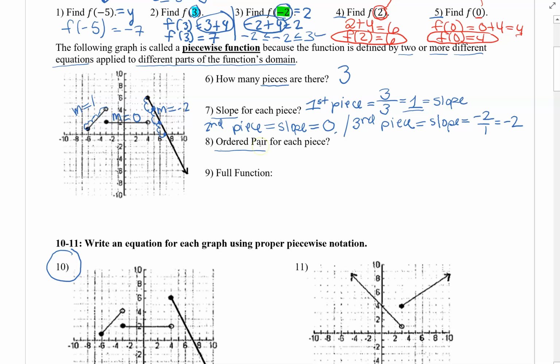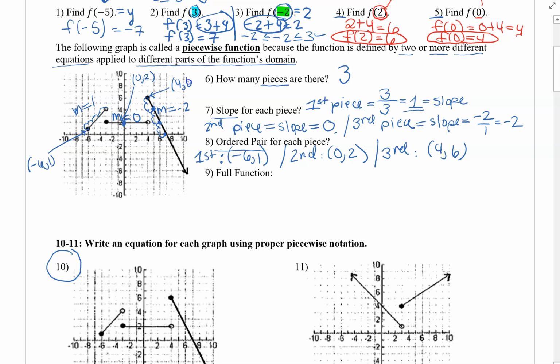So then let's get an easy point for each piece. For the first piece, I'm going to just use this solid one here that was at (-6, 1). There's my ordered pair. For the second piece, maybe I'll use the y-intercept. In fact, whenever I can see the y-intercept easily, I'm going to use that as my ordered pair. And then for the third piece, maybe I'll use this point up here that was at (4, 6). So we use this point here, (-6, 1), that point there, (0, 2), and this point there, (4, 6).